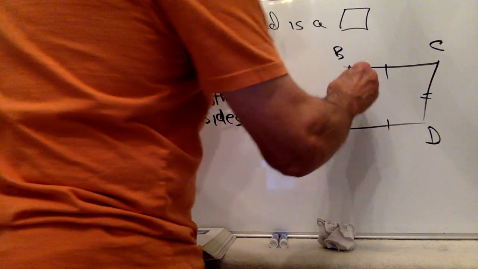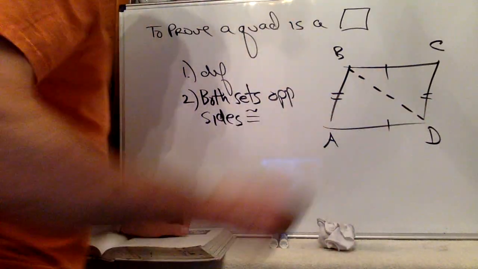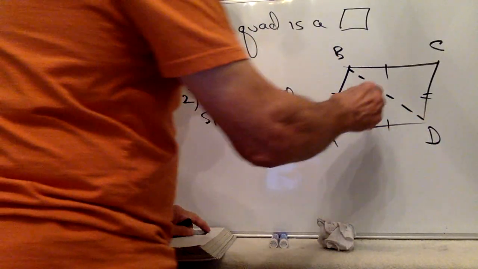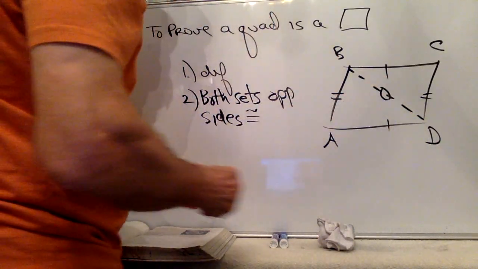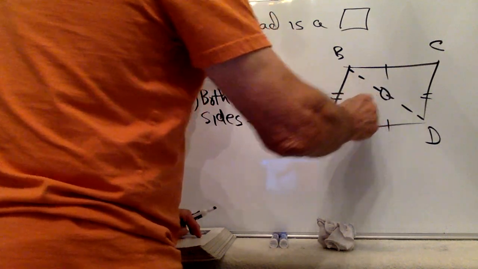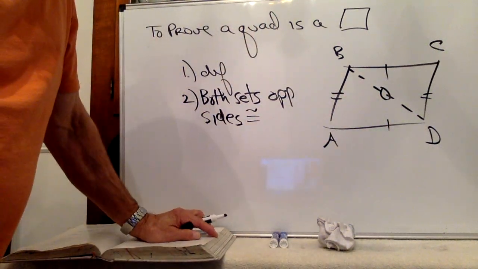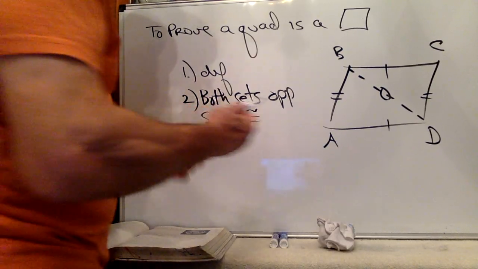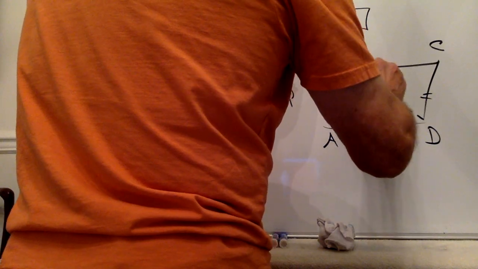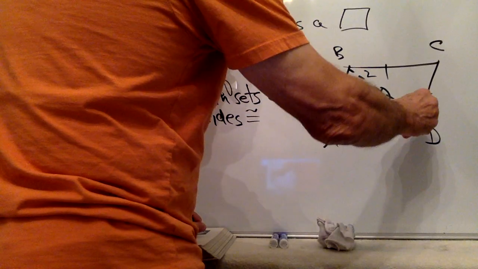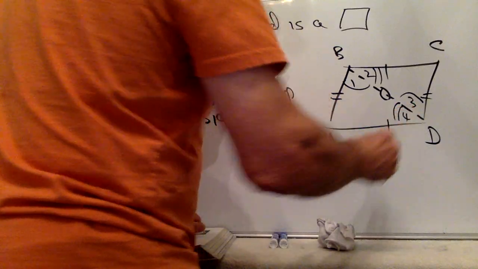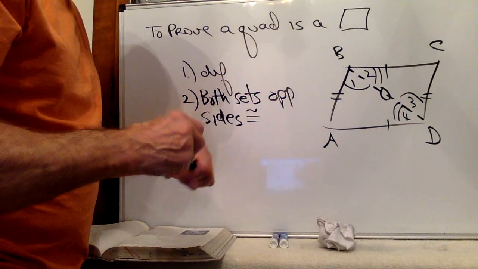All you have to do is draw a diagonal. Either one. Draw a diagonal BD. Line postulate. BD is congruent to itself. These two triangles, therefore, are congruent by side, side, side. And since they're congruent, call this angle 1, 2, 3, and 4. Angle 1 is congruent to angle 3, and angle 2 is congruent to angle 4. They are corresponding parts of congruent triangles.